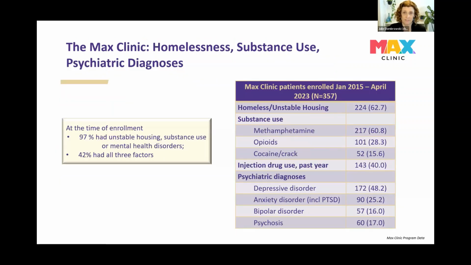Where we see the biggest differences compared to the more general population of people living with HIV is in these complex comorbidities and social situations. So at the time of enrollment, almost all MAX Clinic patients have either unstable housing, homelessness, substance use, mental health disorders, or some combination of all of those. A full 42% of our patients have had all three at the time they enroll. About 2/3 of patients are homeless. I would say of that 1/3 that is housed at the time of entry, many of those are people who are in supportive housing and were formerly homeless.